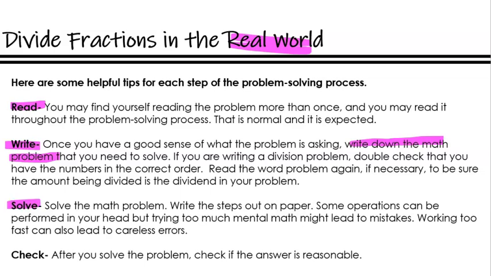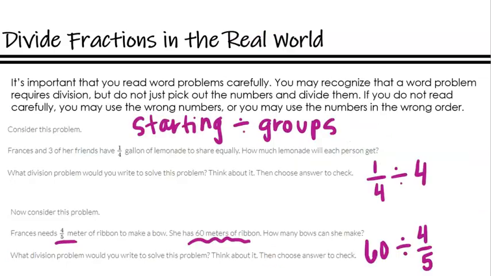Next is to solve. Write your steps so that whoever's grading your paper knows exactly how you went about it, and they can help you if you made a mistake somewhere. Working too fast can also lead to careless errors, so just make sure you're taking your time. And then the last step sometimes gets skipped over, but you definitely want to check to make sure that your answer is reasonable. Does my answer make sense? If I had gotten the answer for this first one, how much lemonade will each person get, and I got 16 cups, or I got 8 cups.